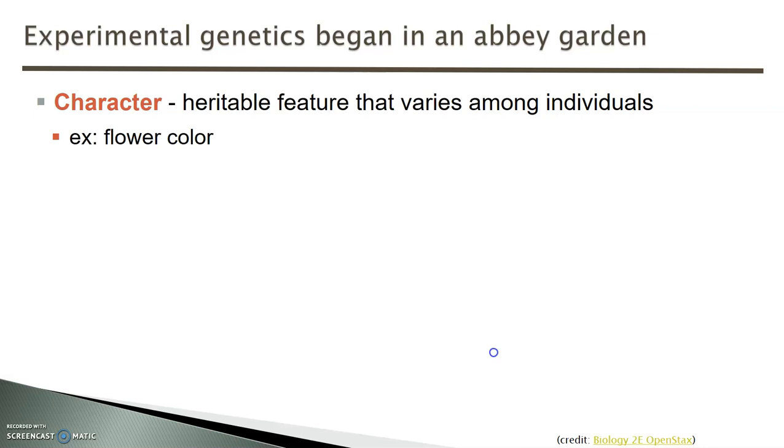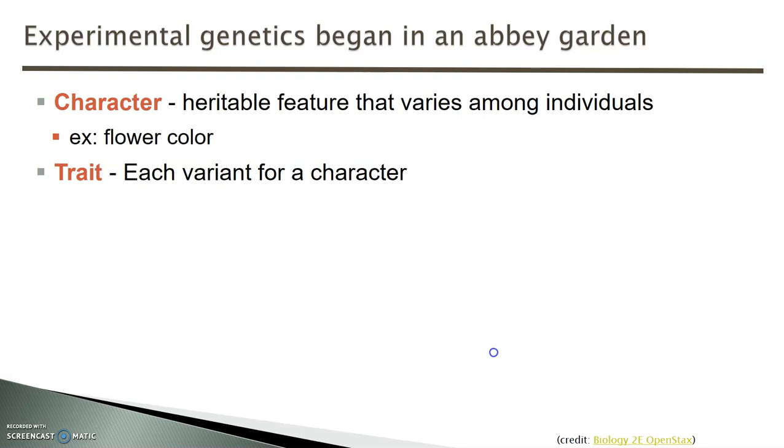So, a little bit of terminology that we need to look at. So, the first thing is to understand the difference between a character and a trait. So, a character is something that is going to be a little different from organism to organism. So, one of the great examples of this is when we talk about flowers, right? We're looking at plants from the Abbey Garden. So, when Gregor Mendel was looking at peas, he was looking at many different characters of that plant, how tall it was, what its color of the flower was, what its seeds looked like.